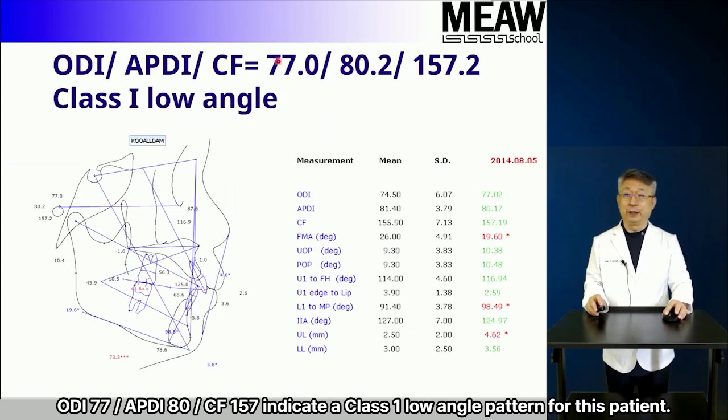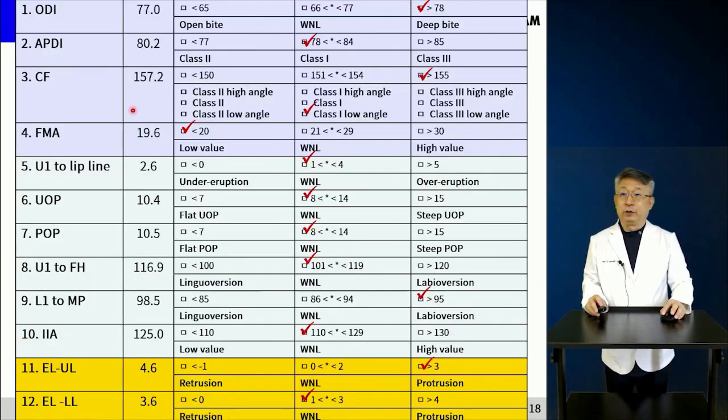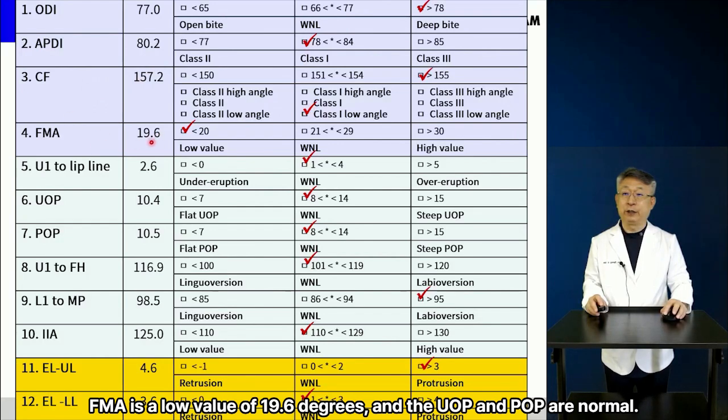ODI 77, APDI 80, CF 157 indicate a Class 1 low angle pattern for this patient. An APDI of 80 indicates Class 1, CF is a large value of 157. FMA is a low value of 19.6 degrees, and the UOP and POP are normal.